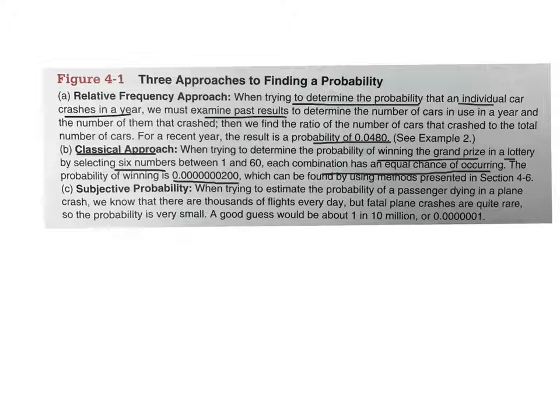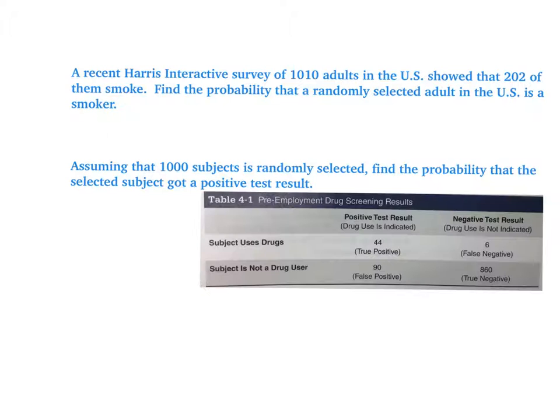And the last one's subjective. If you're trying to estimate the probability of a passenger dying in a plane crash, that's an estimation. Here's what you know. There are thousands of flights every day. A fatal plane crash is very rare, so the probability is very small. So a good guess would be about 1 in 10 million. That's subjective because there's no mathematical proof to it. You can't really say, let's see what's happened in the past. You kind of got to be subjective about it.